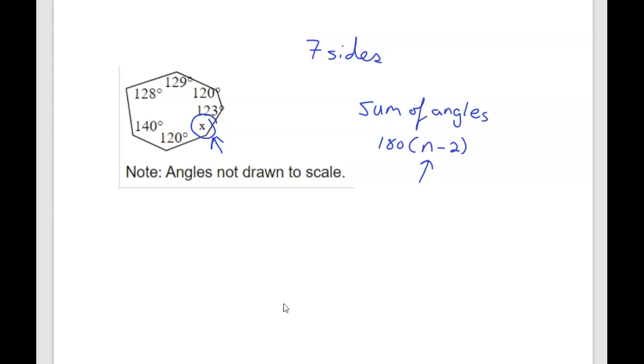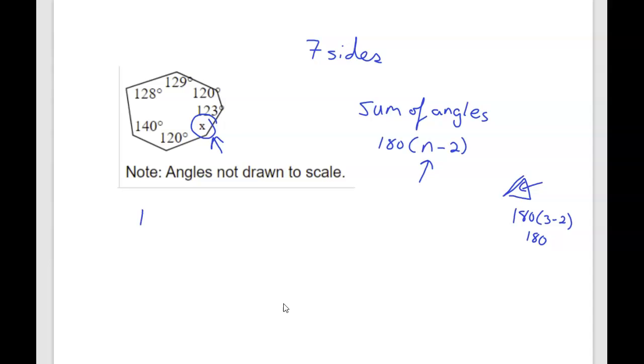So we always take however many sides we have, we subtract 2 from it, and then we multiply it by 180. Think about a triangle. A triangle has 3 sides. Well, 3 minus 2 is 1. 1 times 180 is 180. Okay. The sum of the angles of a triangle is 180. So 180 times 3 minus 2 gives us 180, which is what those add up to be.